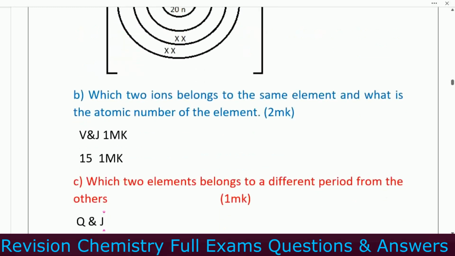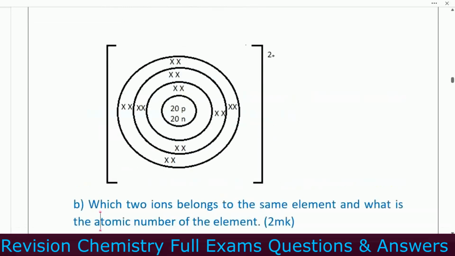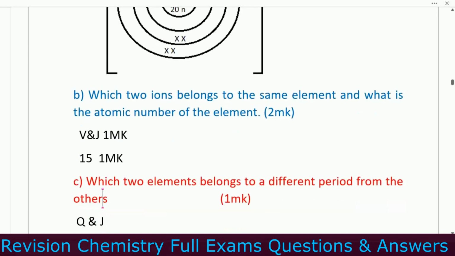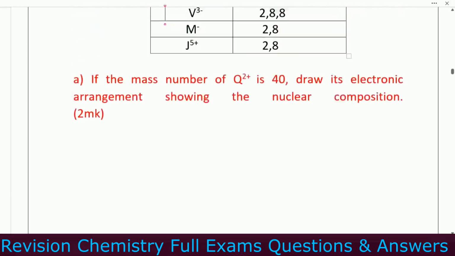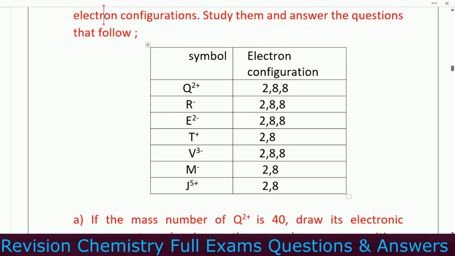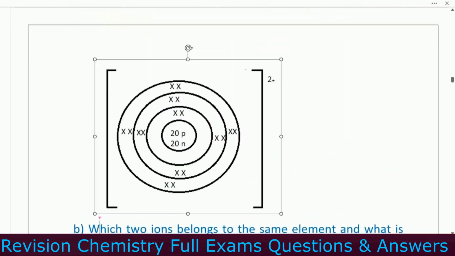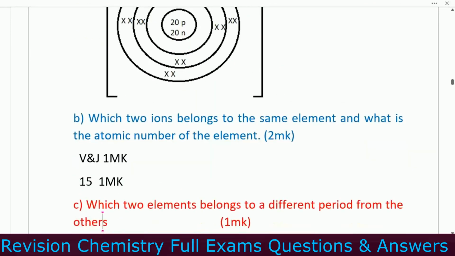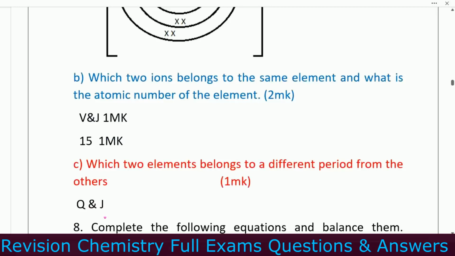Which ion belongs to the same element, and what is the atomic number of the element? We have V and J. Let us see them in the table. V and J. They belong to the same element, and the atomic number is 15.